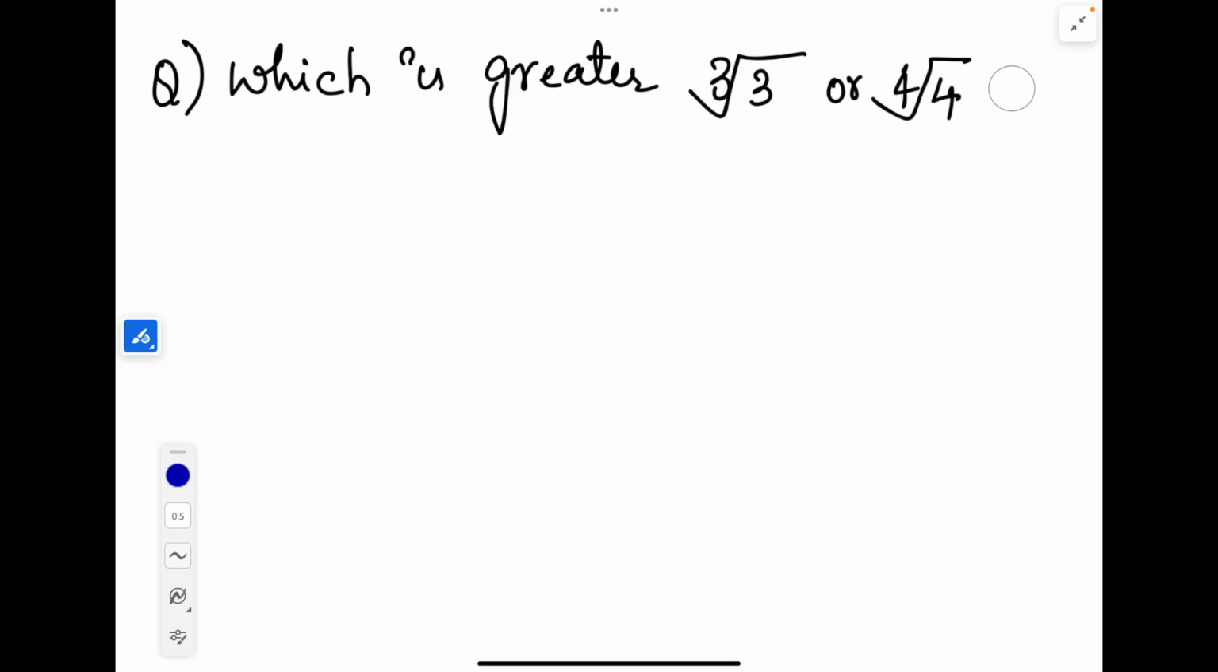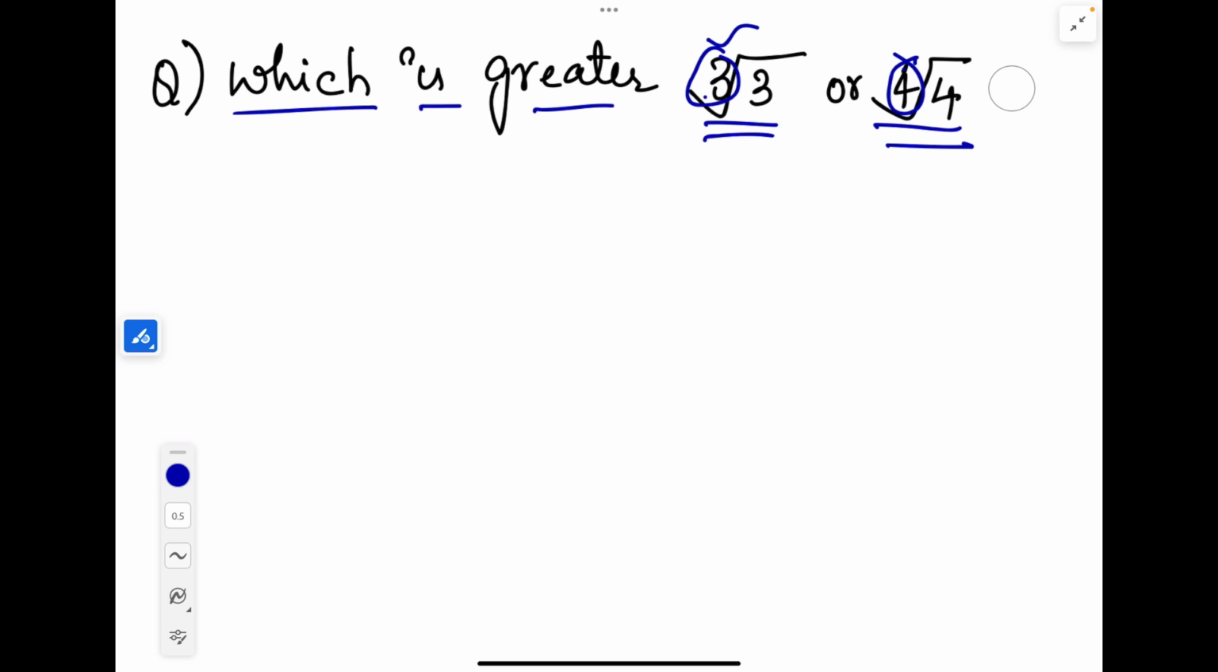This is a question from class 9 number system. Which is greater, cube root of 3 or fourth root of 4? Children, whenever we compare two radicals, the index should be same. But here the index is 3 and here the index is 4. So what we are going to do is we will make both the index same.